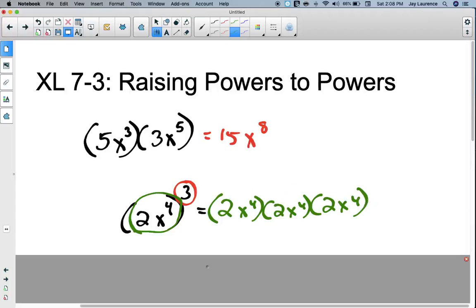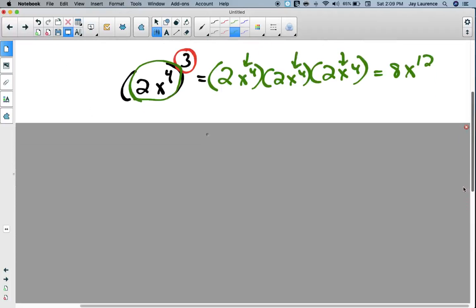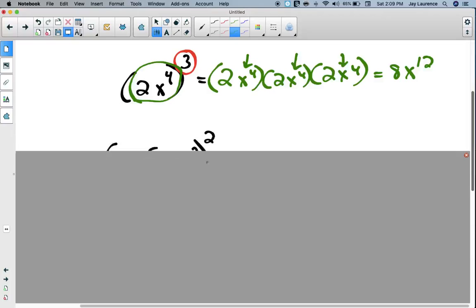2 times 2 times 2 is 8. X to the fourth times x to the fourth times x to the fourth would be x to the 12th, because there would be 12 x's. 4 here, 4 more, and 4 more. Now, if you see a shortcut in here, it's okay to use it. Again, I don't directly teach it because then kids get mixed up.